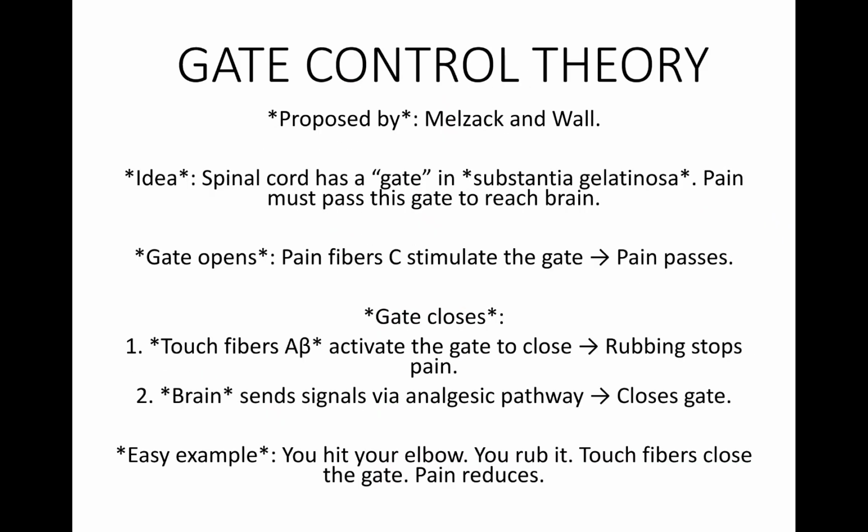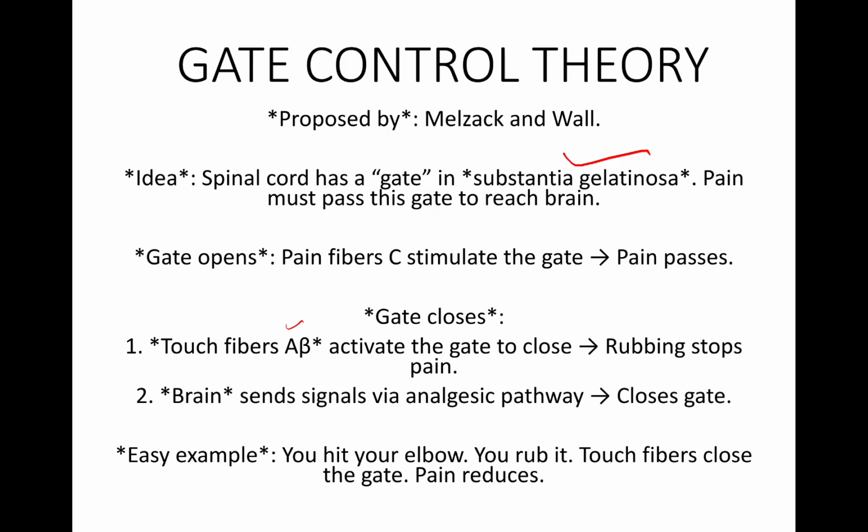Now gate control theory, we already have an idea. Okay. The spinal cord has a gate in the substantia gelatinosa, that you know. Pain must pass through this gate to reach the brain. The gate opens when pain fibers stimulate it, after which only the pain can pass. Now the gate closes when touch fibers, A delta and A beta, activate the gate to close. Rubbing stops the pain. That is what we also talked about. Rubbing or ice packs can stop the pain.